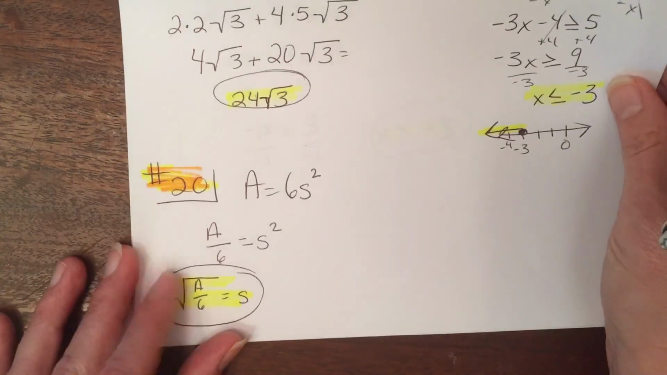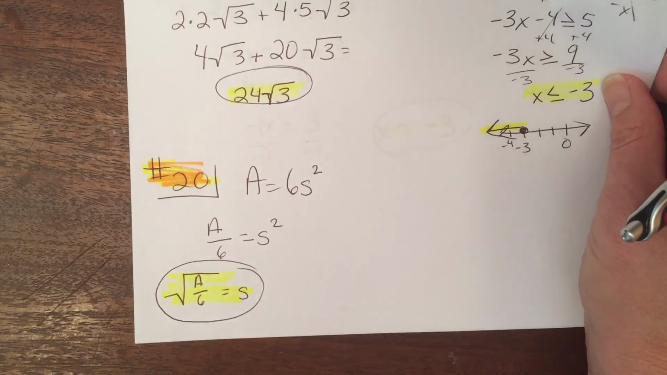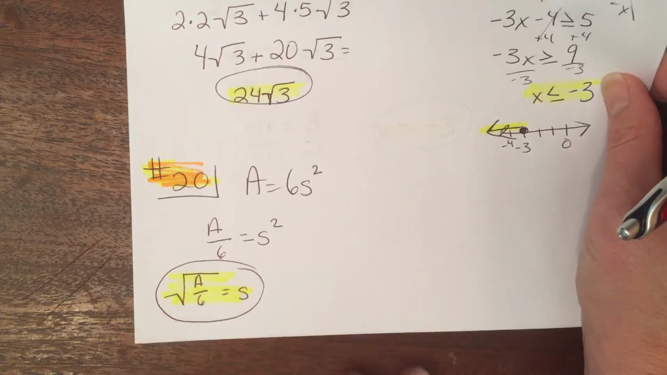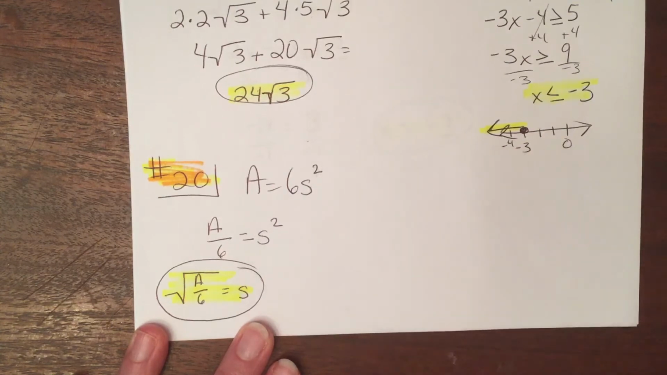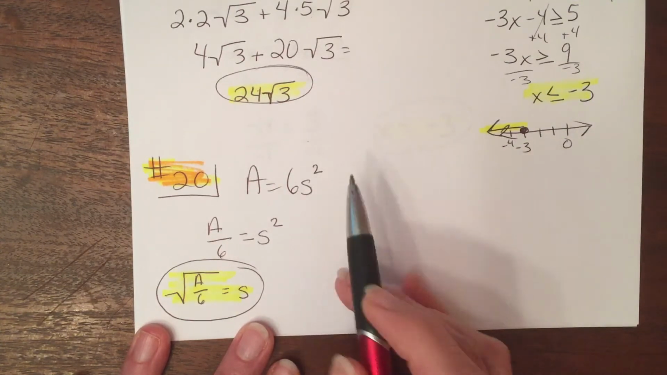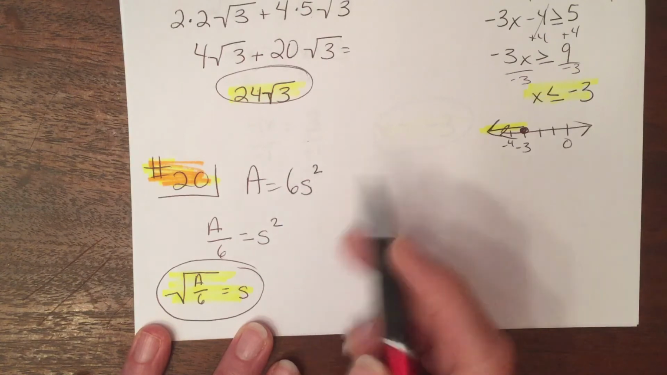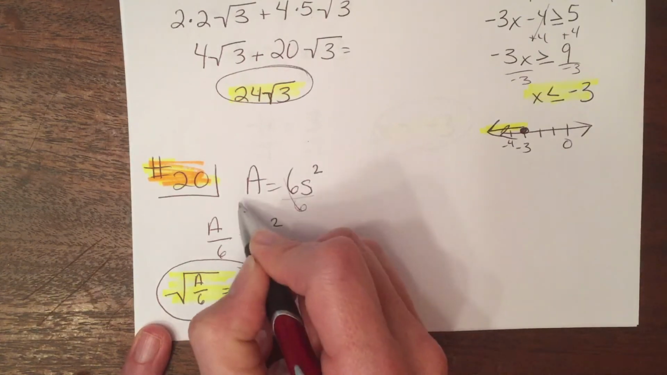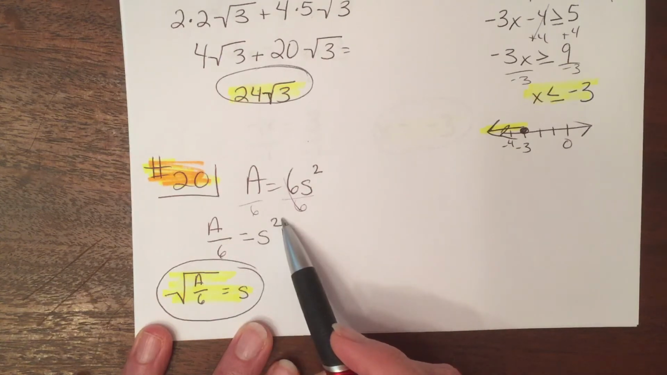Number 20. They give us the formula here for surface area of a cube. A equals 6 times the length of the side squared. They want us to solve for s. So I said, well, right now, to start getting s by itself, I need to divide both sides by 6. So I divide by 6 here, those cancel. Divide by 6 here, now I have A over 6 equals s squared.